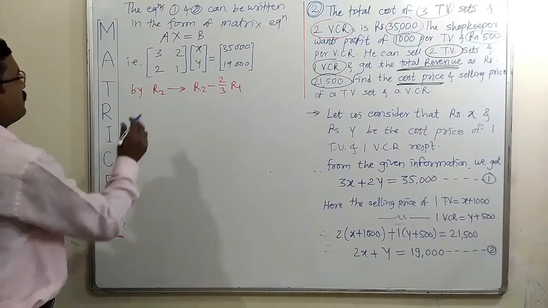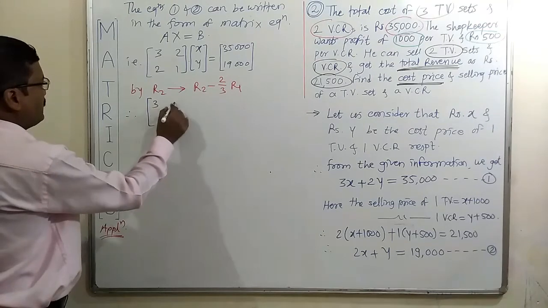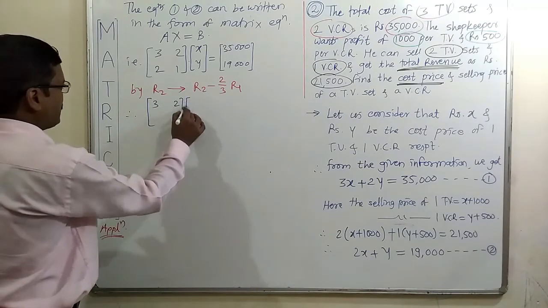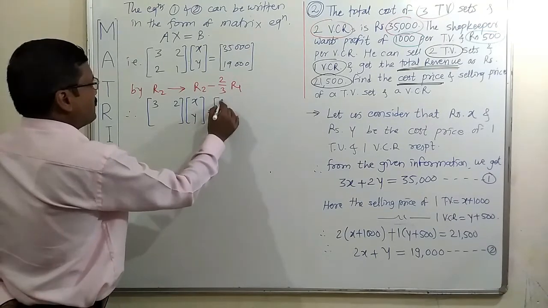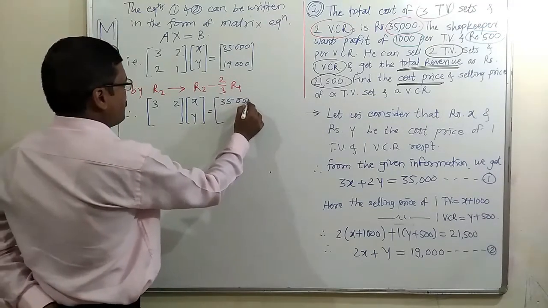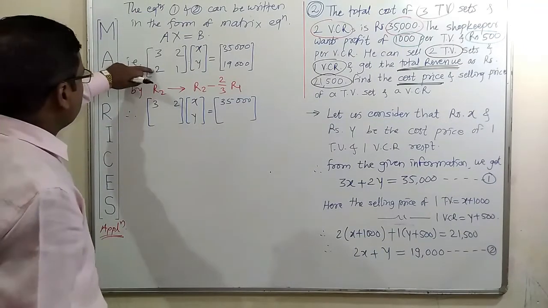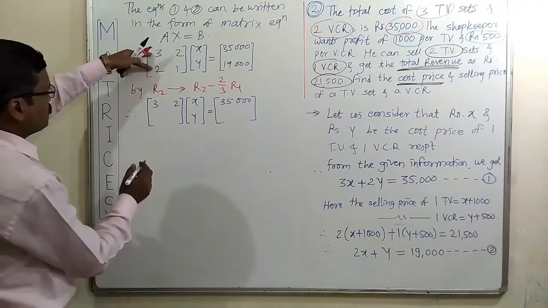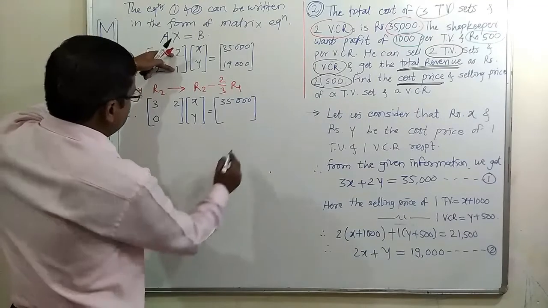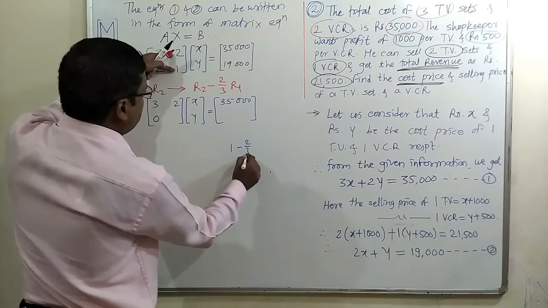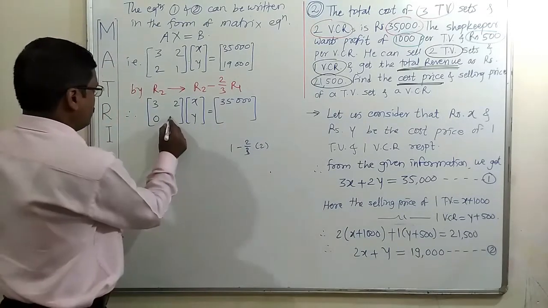Let us move further. Here, by this operation, we get 3, 2, first row as it is, second matrix x, y as it is, and the constants of the first element remain unchanged. Here 2 minus 2/3 of 3, that is 0. 1 minus 2/3 of 2. So it will be 3 minus 4, that is minus 1/3.